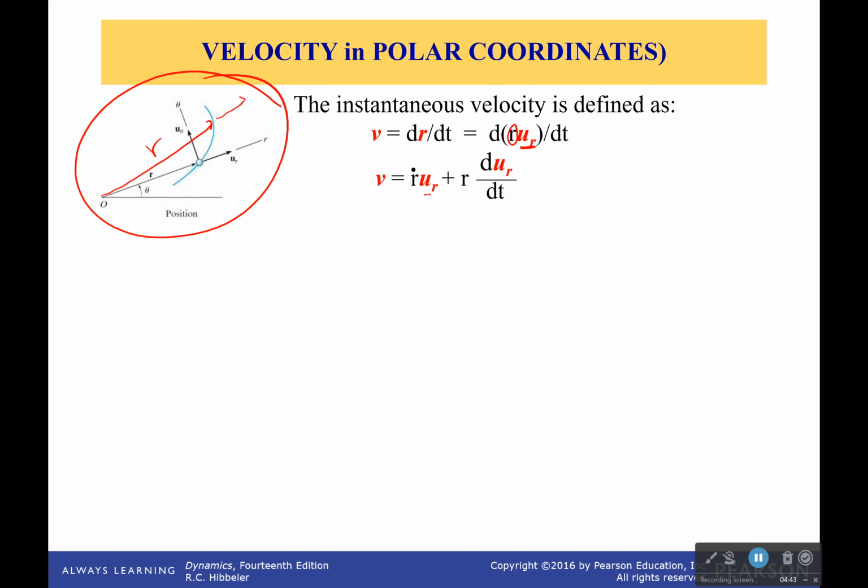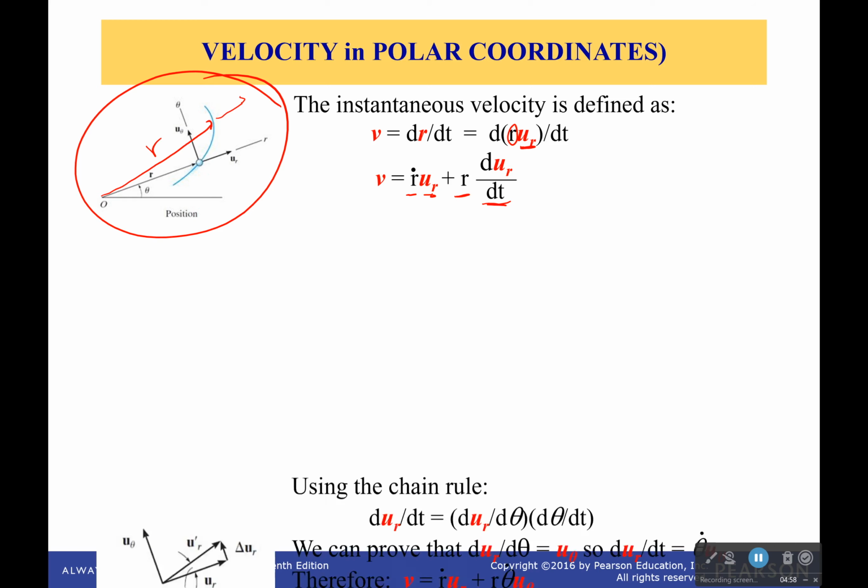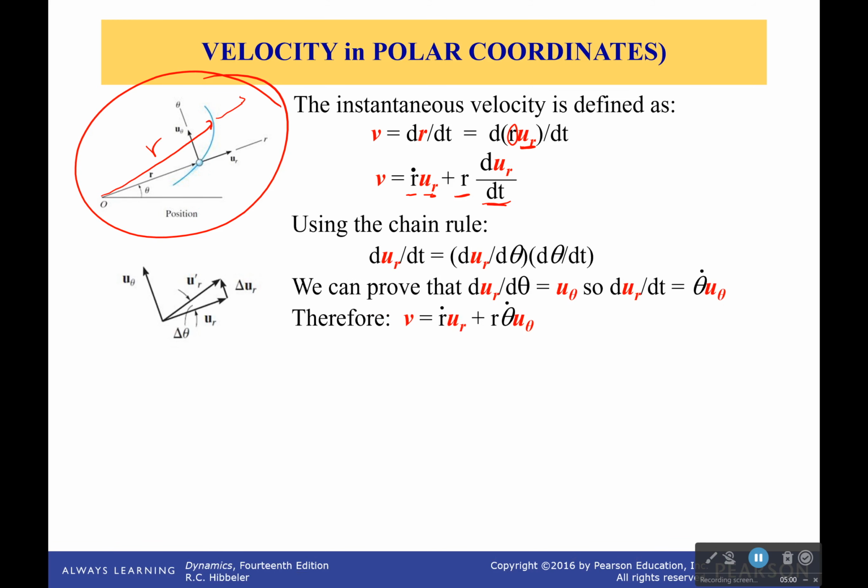You see right here we kept our u_r constant, and we took the time derivative of the magnitude of our vector, which gave me r dot. For the second one, we kept r constant and took the time derivative of our unit vector in the radial direction. Now, we use the chain rule to figure out what this actually is, in terms of something we actually know.